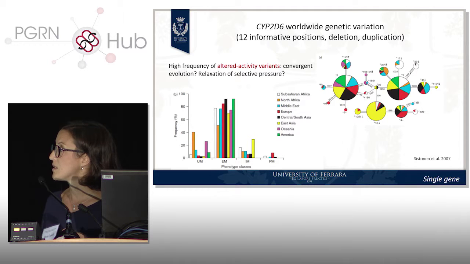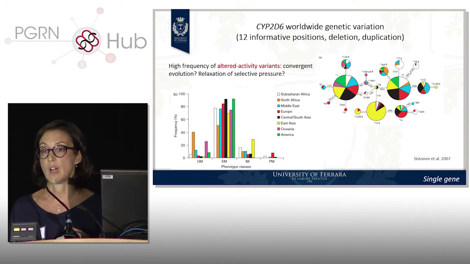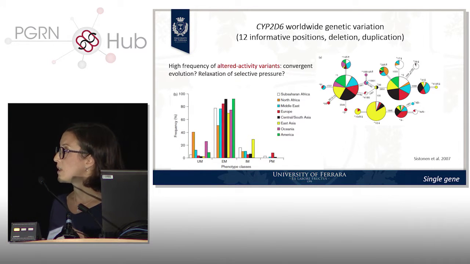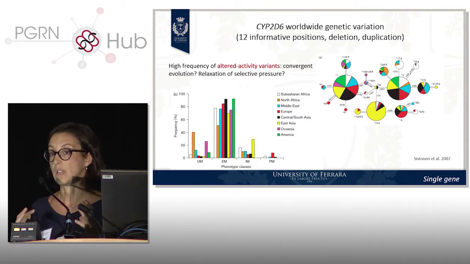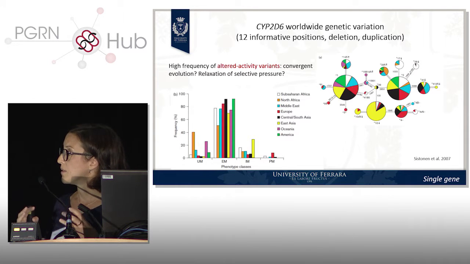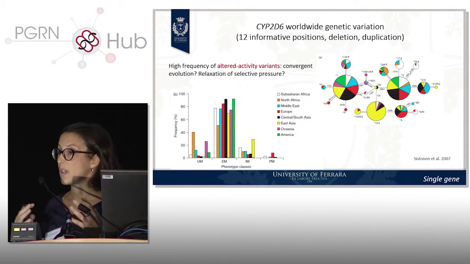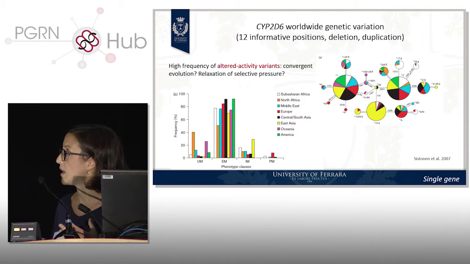So this is a network of CYP2D6 haplotypes that we could infer when we studied 12 informative positions, the duplication and the deletion of the gene. What is a network? A network is a phylogenetic representation of the relationship between different haplotypes. Here you can see that each one of these circles is a haplotype, and the bigger the circle, the higher the frequency of that haplotype. And you see a lot of colors that refer to different populations.